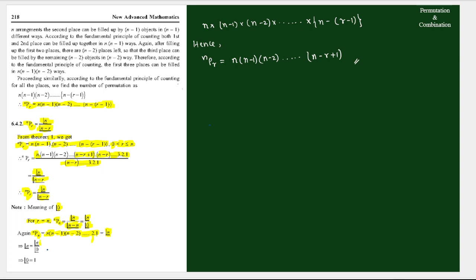Let me complete this one. So here one step I can write, factorial 0 will be what? Factorial n by factorial n. So this one can cancel out, 1. So factorial 0 is equal to how much? 1. So factorial 0 is not equal to 0, but it is equal to 1. Okay? The proof is in front of you, in your book.